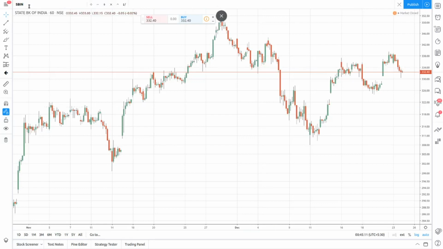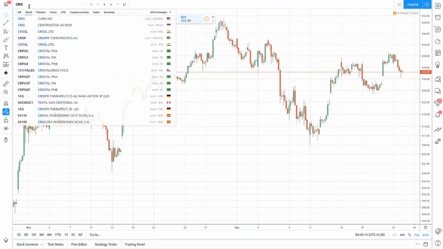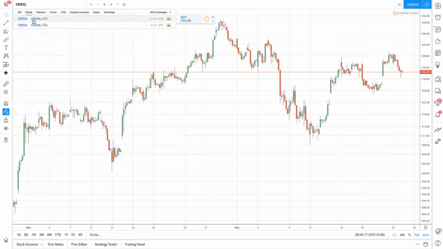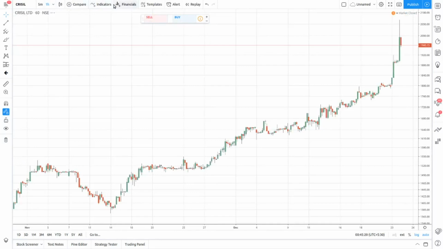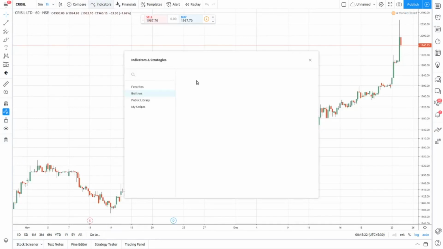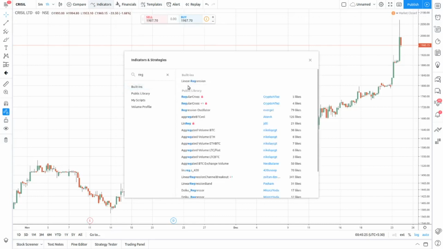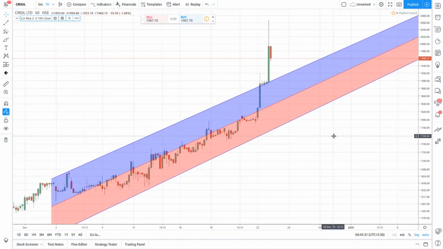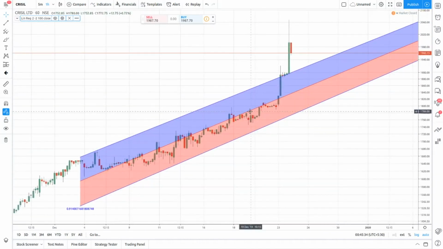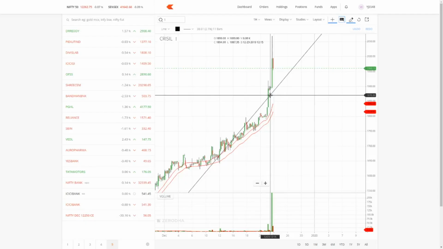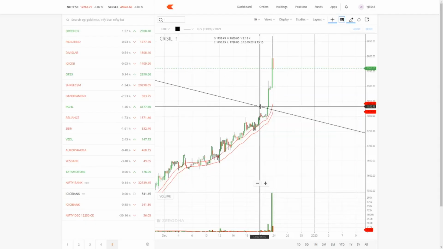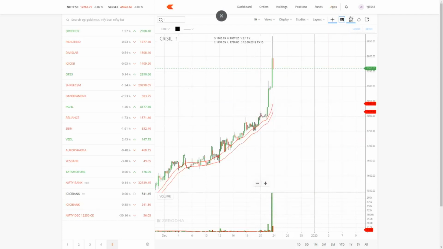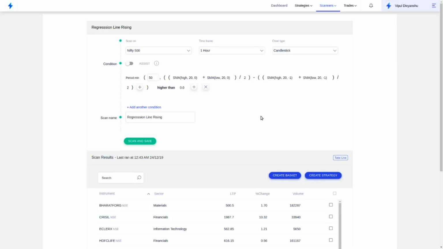Let me just type Crisil, change the chart to 1 hour and just type regression line. So you see that the stock is in an upward regression line. So this is how a regression line looks. The scanner that we built approximates that. Okay, so we have used moving averages of high and low to identify this trend. Let's look at something else.